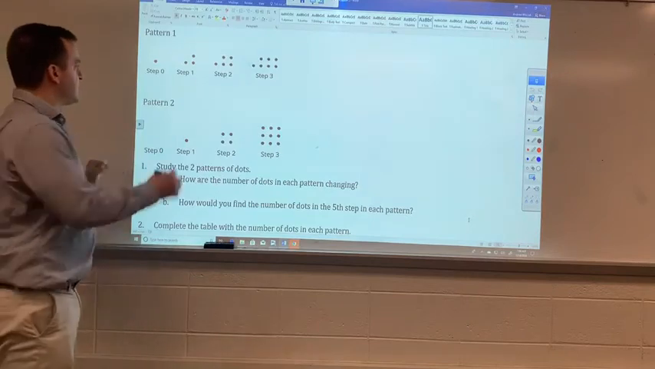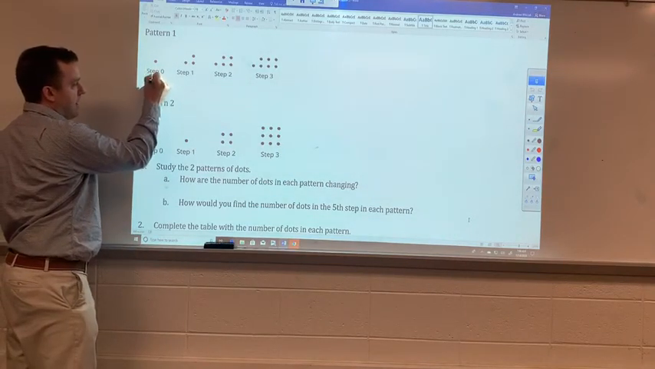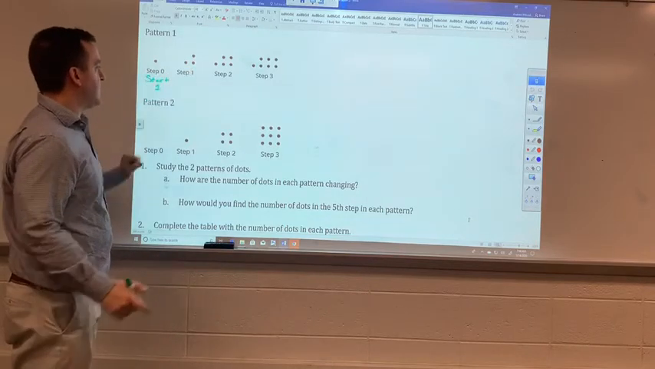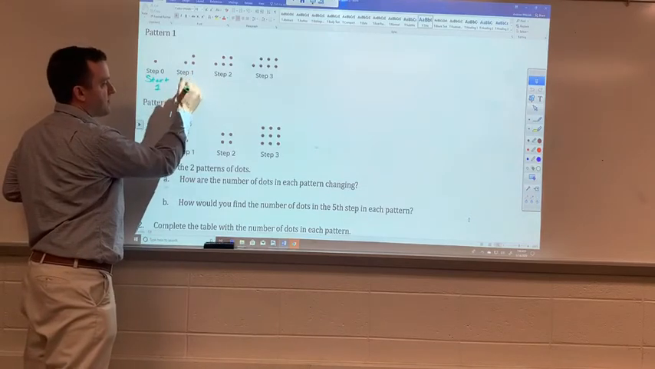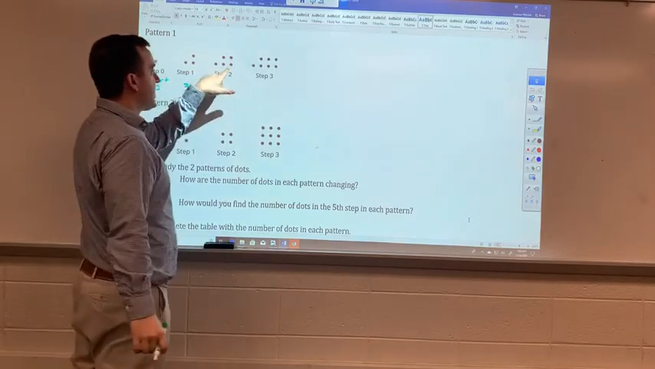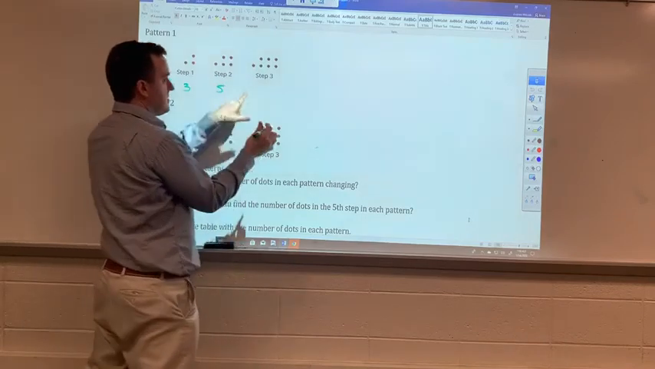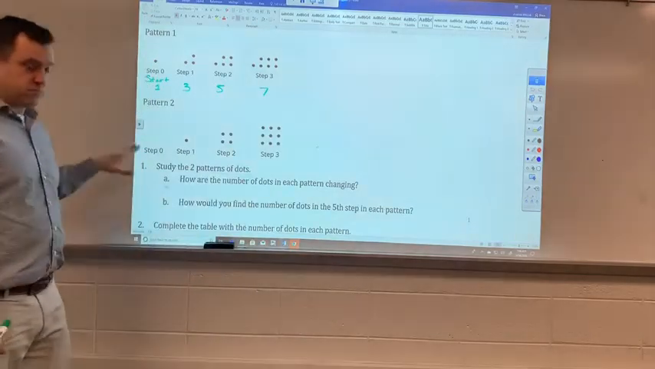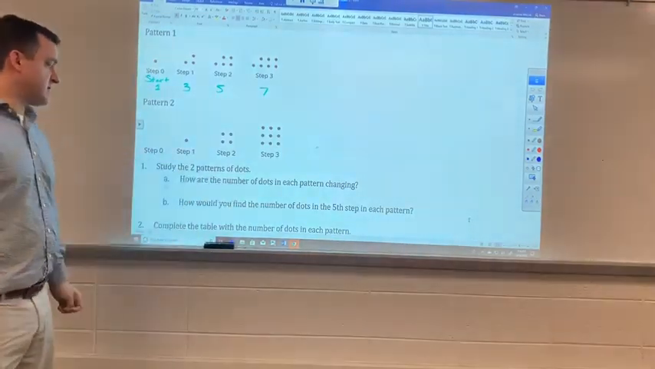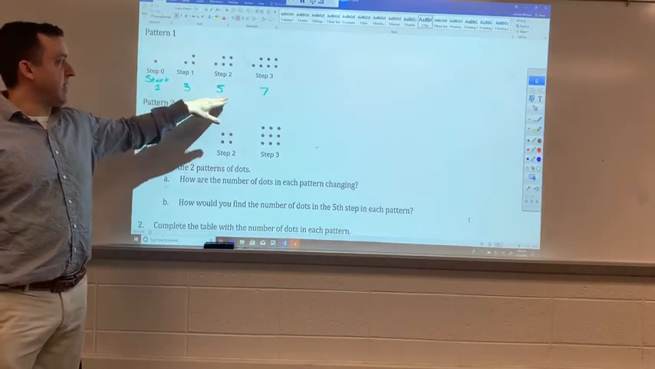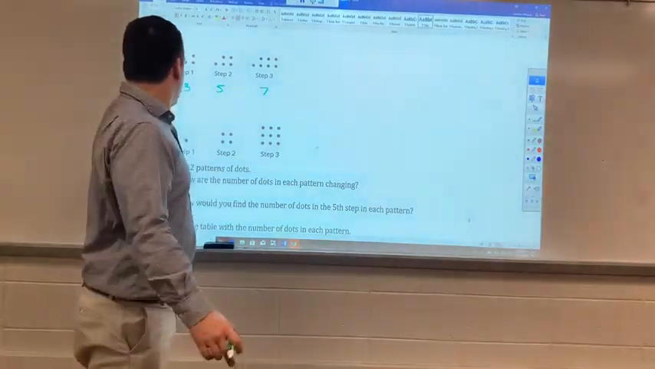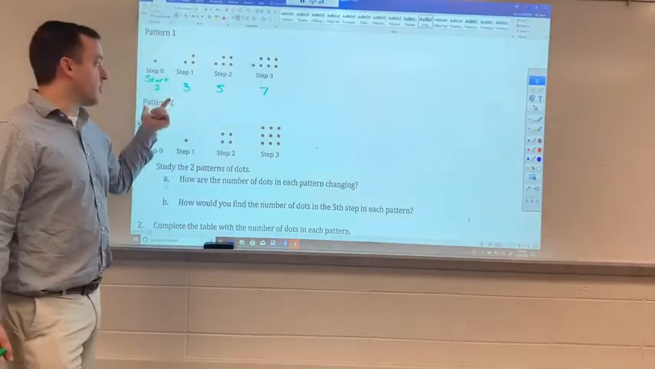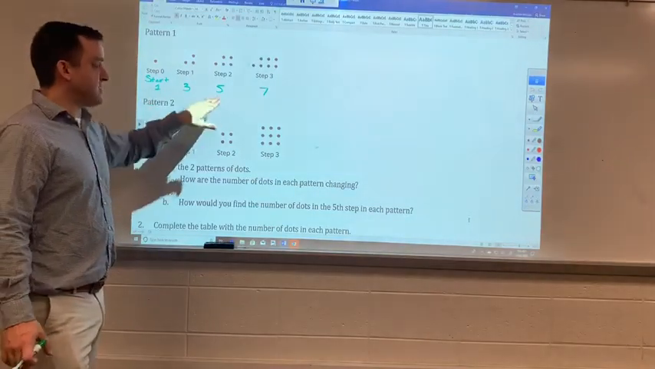So in looking at this, we can see I start with 1 dot, and then in the first step, I have 3 dots. In the second step, I have 5 dots, and in the third step, I have 7 dots. In examining this, we could see that we are constantly adding 2, or that the slope of this relationship between step number and number of dots is 2, or the rate of change is 2, and this is in fact linear.